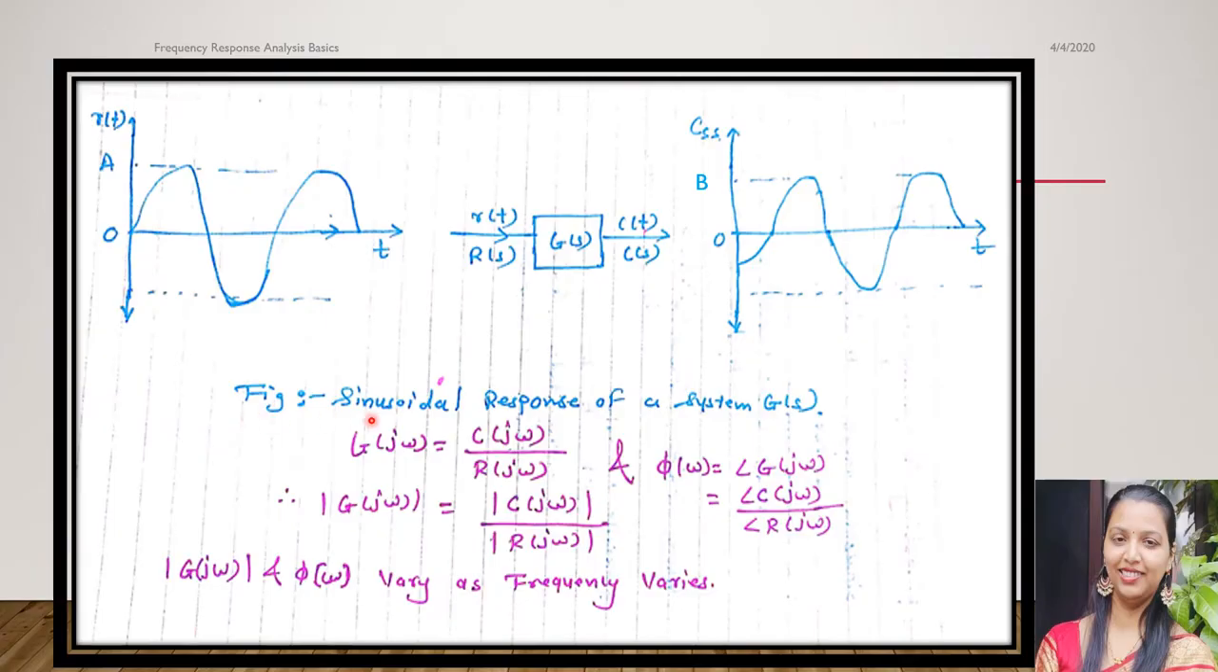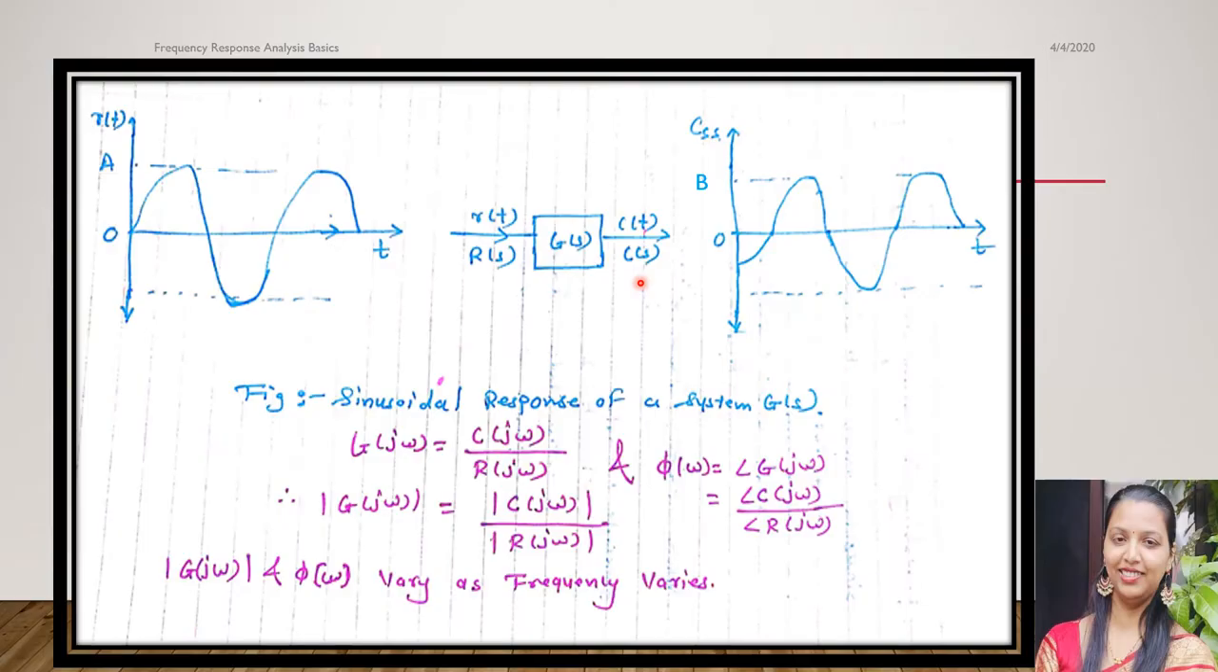The figure shows the sinusoidal response of a system G(s). In this figure, the steady state response of the system for a sinusoidal input of frequency omega is a sinusoidal output with a magnitude B(omega) and phase shift phi(omega). The amplitude ratio is given by magnitude G(j omega) is equal to B(omega) upon A.